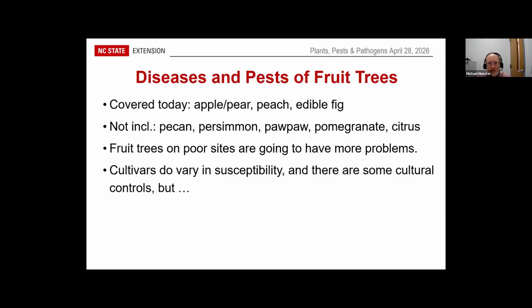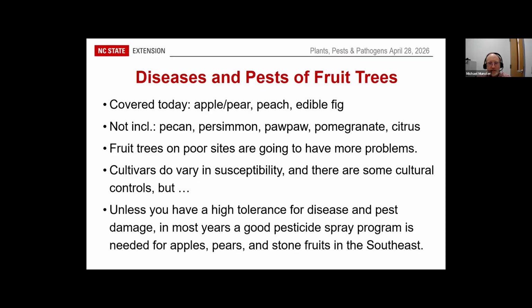But the important thing that I want to emphasize is that unless you've got a high tolerance for disease and pest damage, in most years, you're going to need a good pesticide spray program in order to get a good crop, especially of our apples, pears, or peaches. So keep that in mind. We will not be going into any kind of details about sprays or products or schedules or anything like that. But suffice it to say that they would be needed in most years unless you're just going to accept the fact that you're going to have these kind of losses.